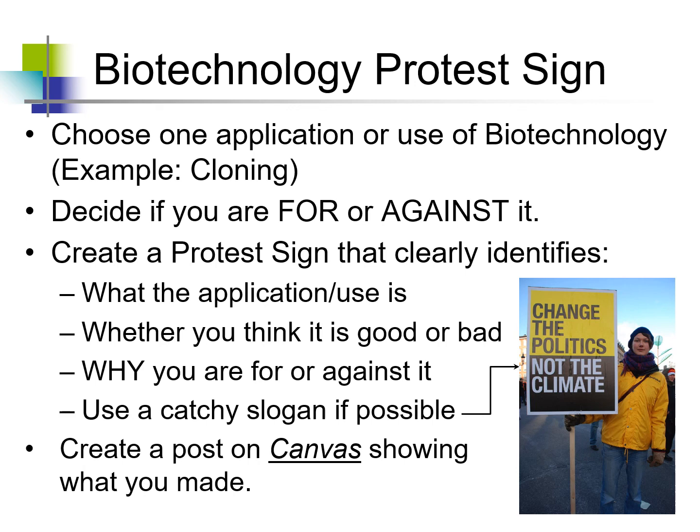This is a completely optional activity, creating a biotechnology protest sign. Choose one application or use of biotechnology, for example, cloning. Decide if you are for or against it. Create a protest sign that clearly identifies what the application or use is, whether you think it is good or bad, why you are for or against it, and try to use a catchy slogan if possible. Create a post on Canvas showing what you made.